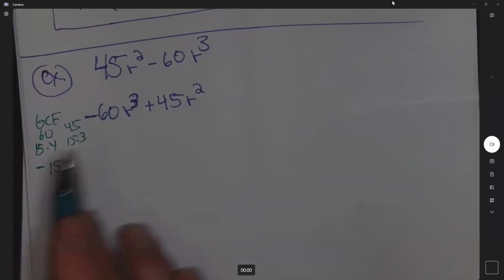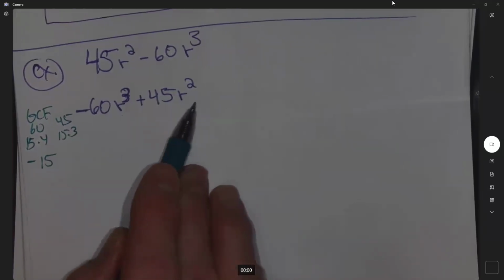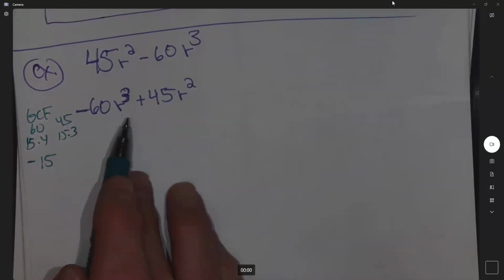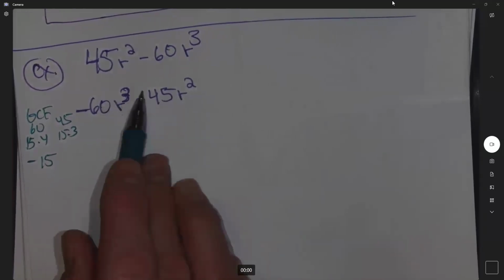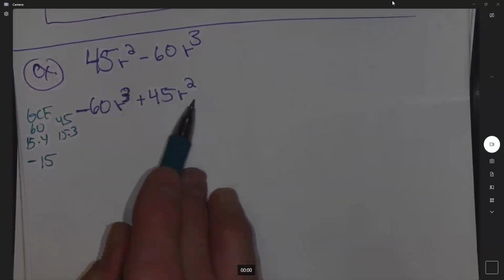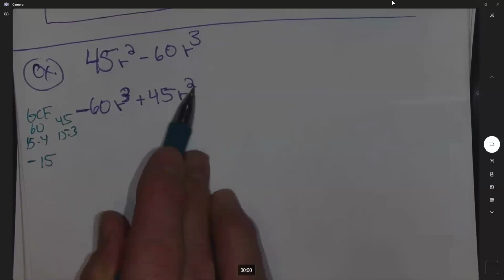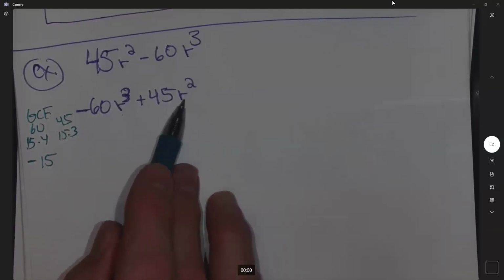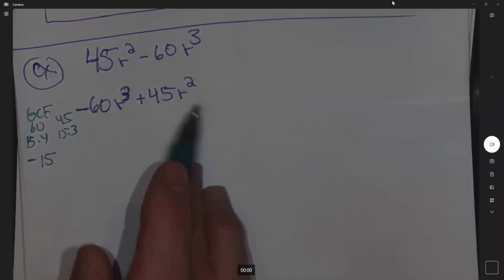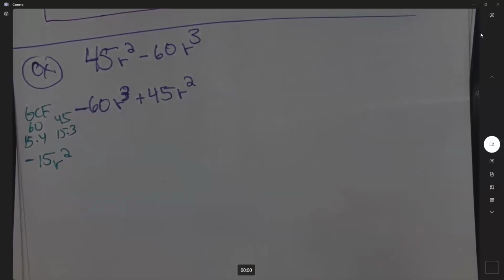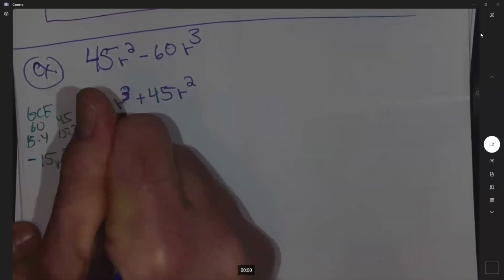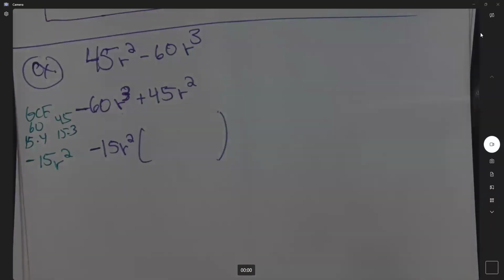Then I look at the variables. I only have r cubed and r squared. So the most I could take away, I could take 2 factors away from here and 2 factors away from here. I could pull 3 away from here, but I couldn't pull 3 from here. So it's usually my lowest exponent. In this case, both terms have at least r squared, so I can factor out an r squared. So this is going to give me negative 15r squared as my greatest common factor.